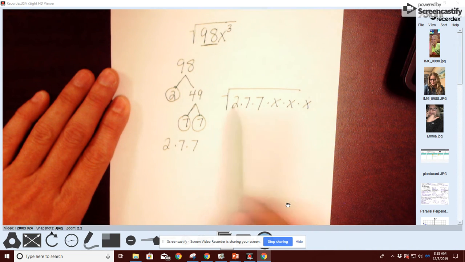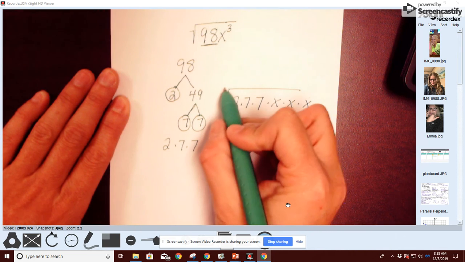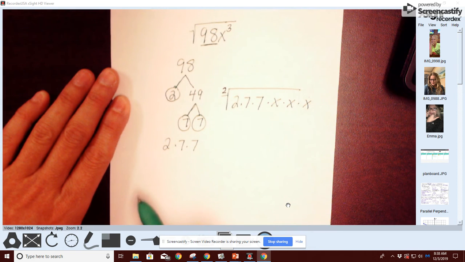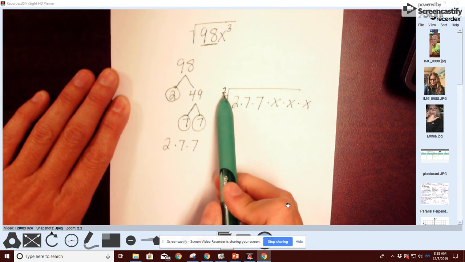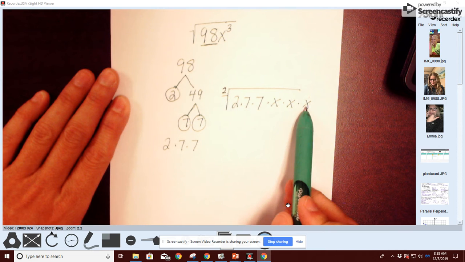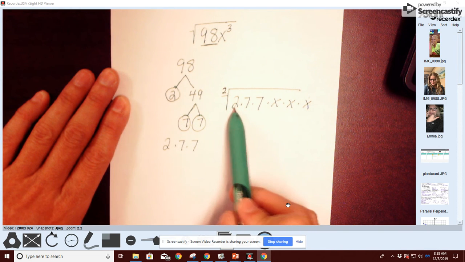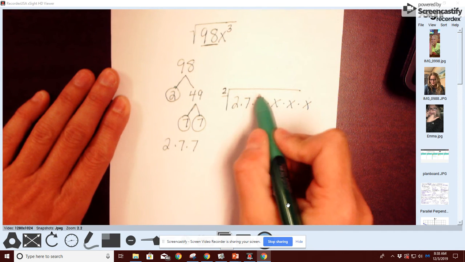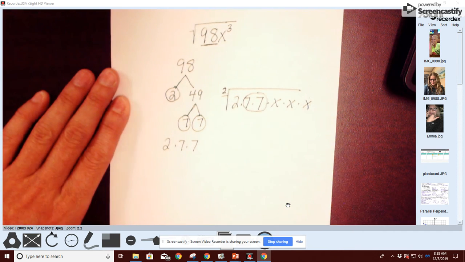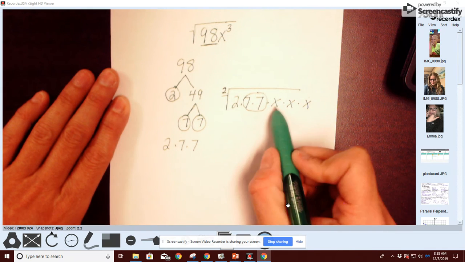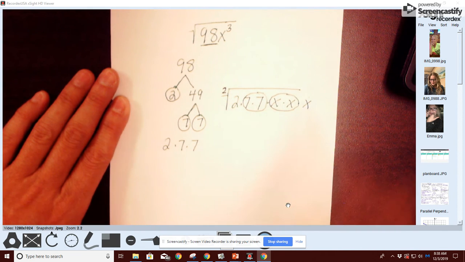So this is a square root, which means the index is 2. So what we have to do is look under the radical and circle groups of 2 that are the same. So I only have one 2, so I don't circle it, but I've got a pair of 7s. So I circle those. And then I can also circle 2 x's.